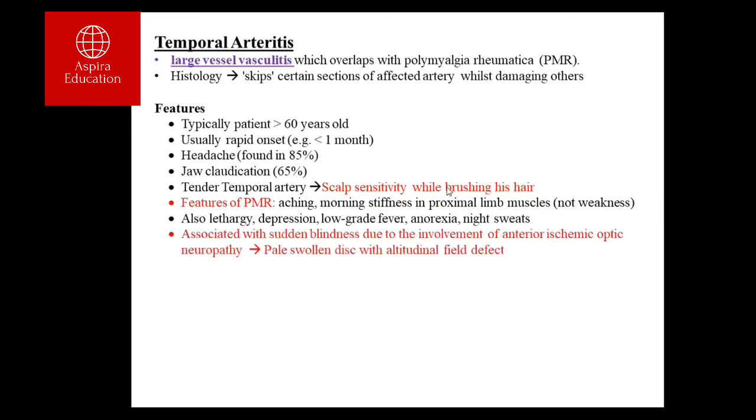They may have systemic symptoms, but the most important factor you should remember is the involvement of the ophthalmic artery. Similar to the superficial temporal artery, the ophthalmic artery may also be involved, resulting in ischemic optic neuropathy, where the patient can have sudden blindness, and in most cases this blindness is irreversible.